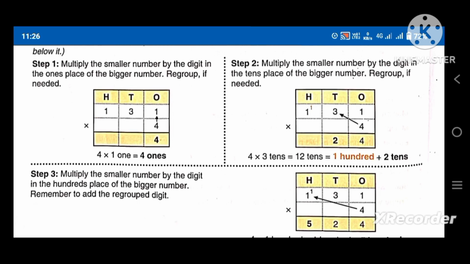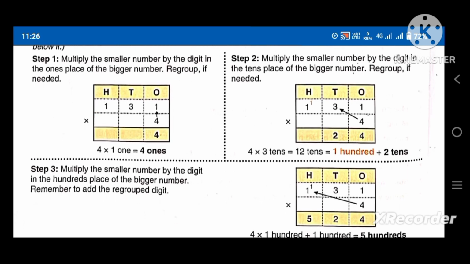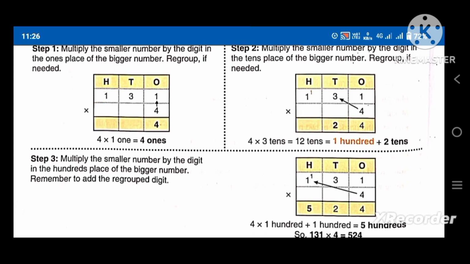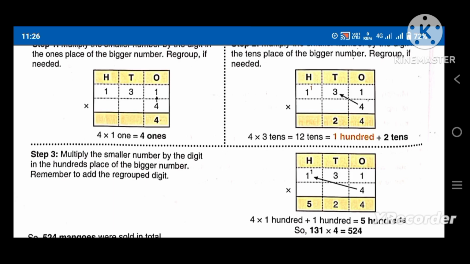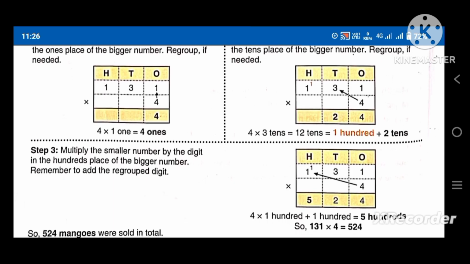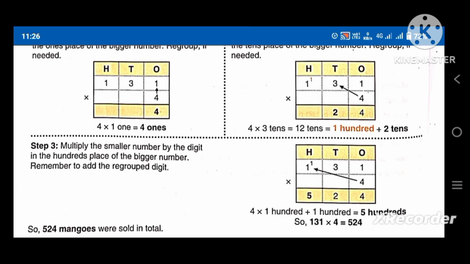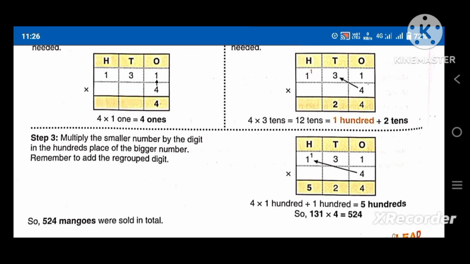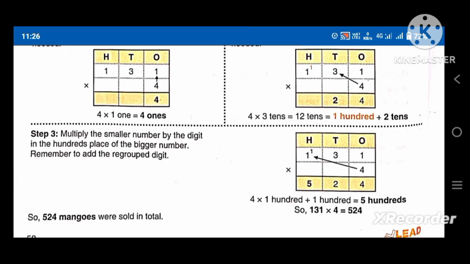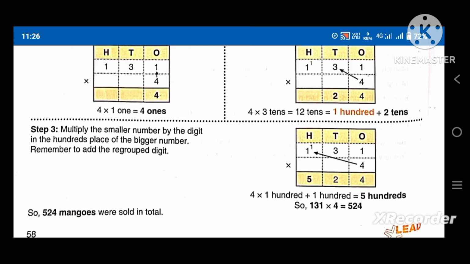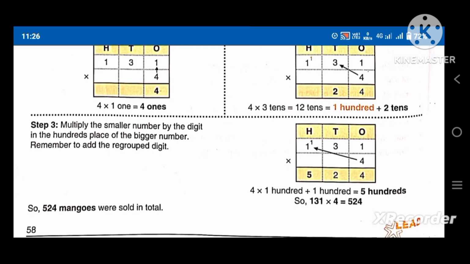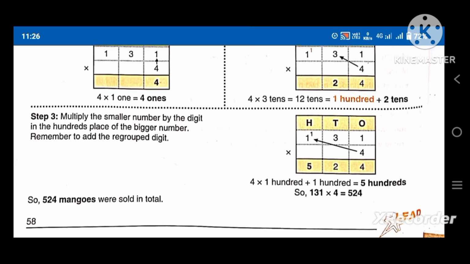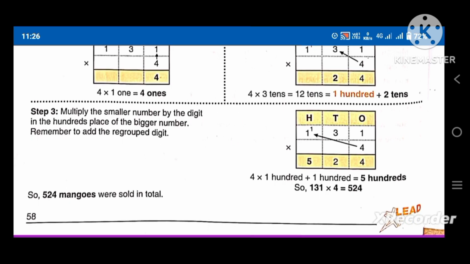Four into 1 is equal to 4 ones. 4 into 3 tens is equal to 12 tens, which is 100 plus 2 tens. Step 3. Multiply the smaller number by the digit in the hundreds place of the bigger number. Remember to add the regrouped digit. Here 4 into 100 plus 100 is equal to 500. So 131 into 4 is equal to 524. So 524 mangoes were sold in total.